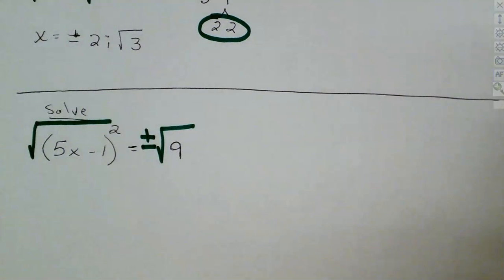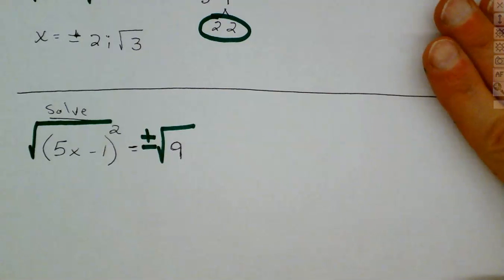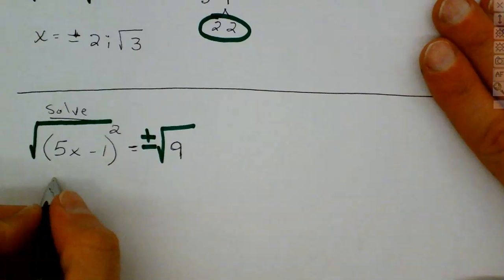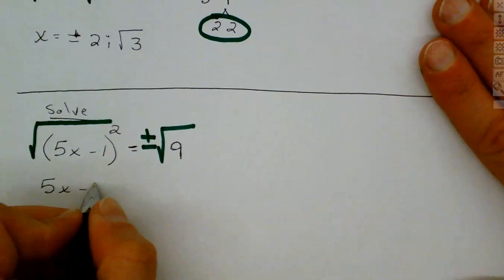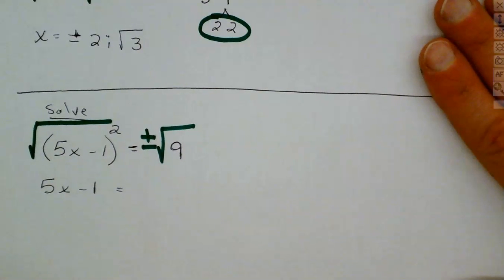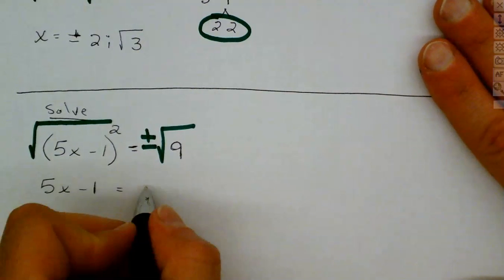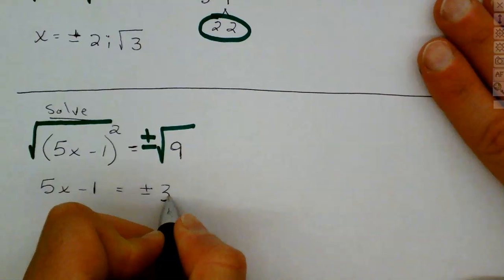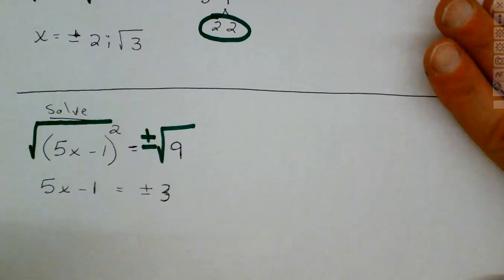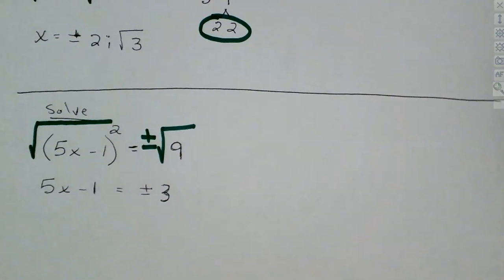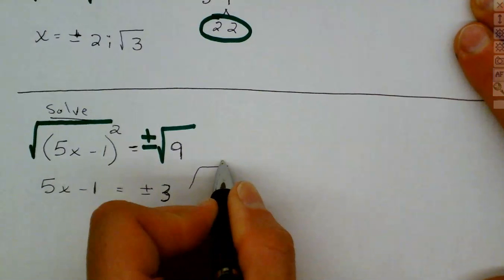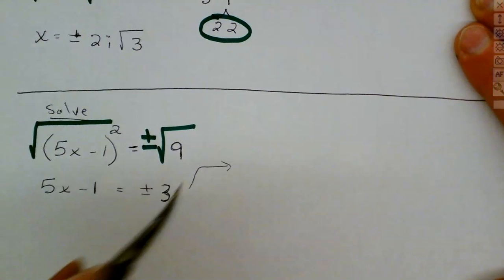Is 9 a perfect square? Yes. So now the square root and the square cancel. That gives me 5x minus 1 on the left-hand side. And what is the square root of 9? 3. So we still have the plus or minus. Now we need to make sure we get our two equations so that we can get our two solutions. This plus or minus really means that we have two equations.